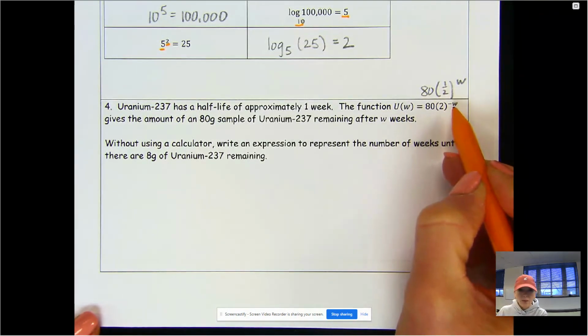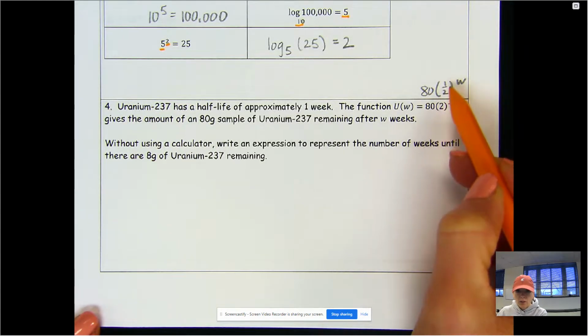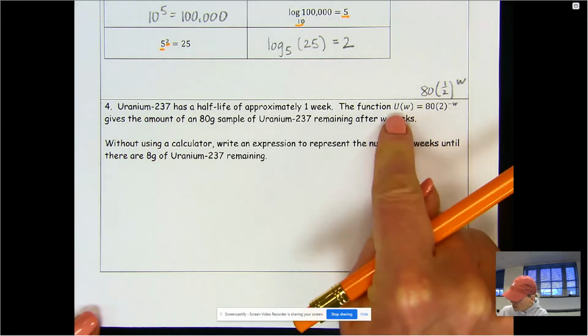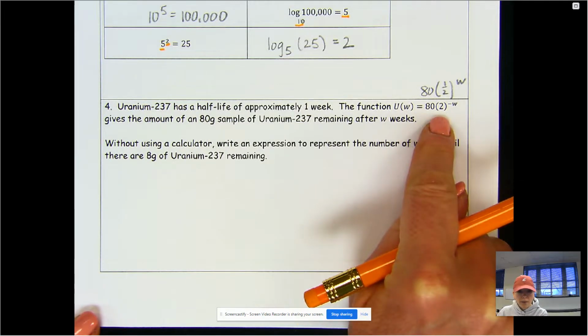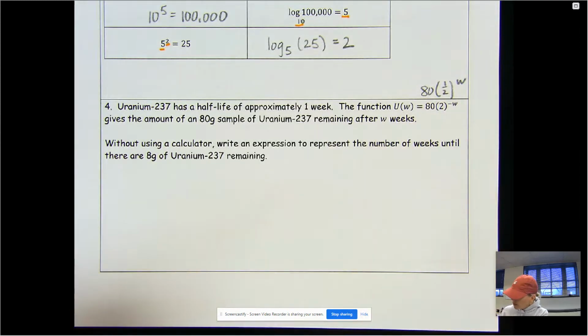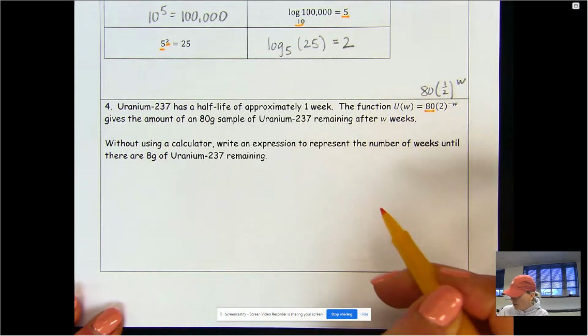That negative in front of the w would make the base of 2 actually be 1/2. But like I said, we're going to keep it this way and solve our problem in this manner. So this is the function for the half-life. The original amount is 80. And it takes about a week for the half-life.